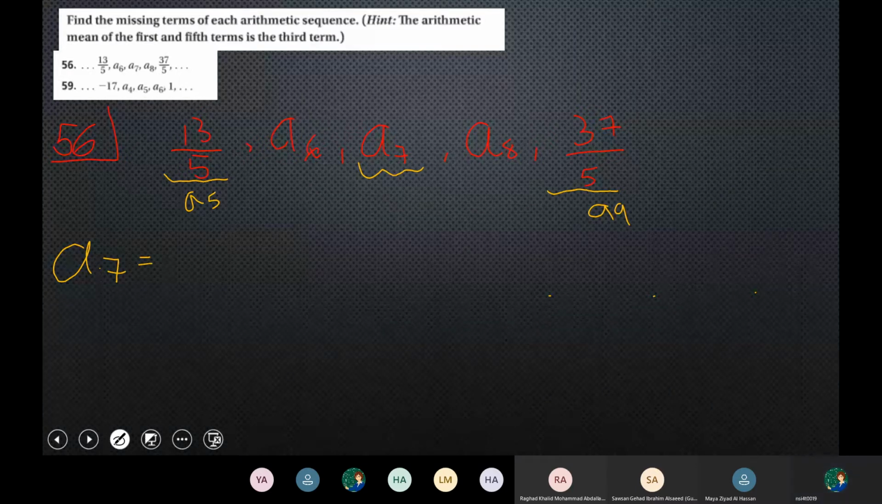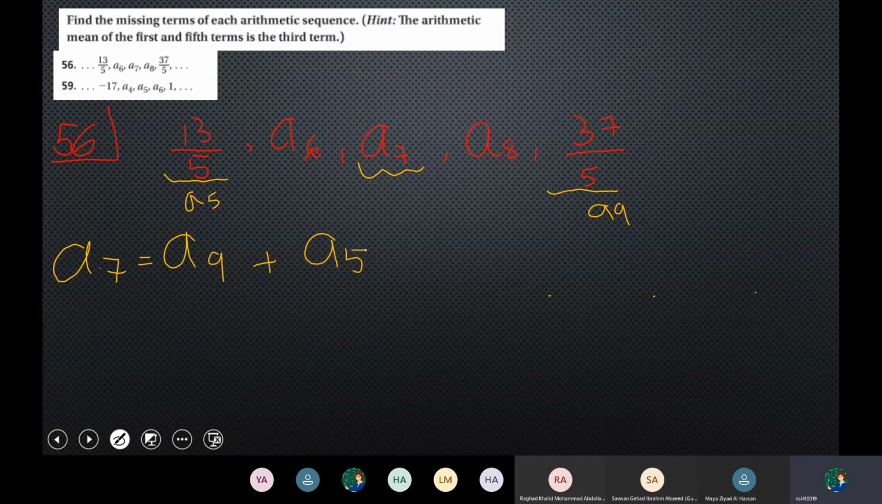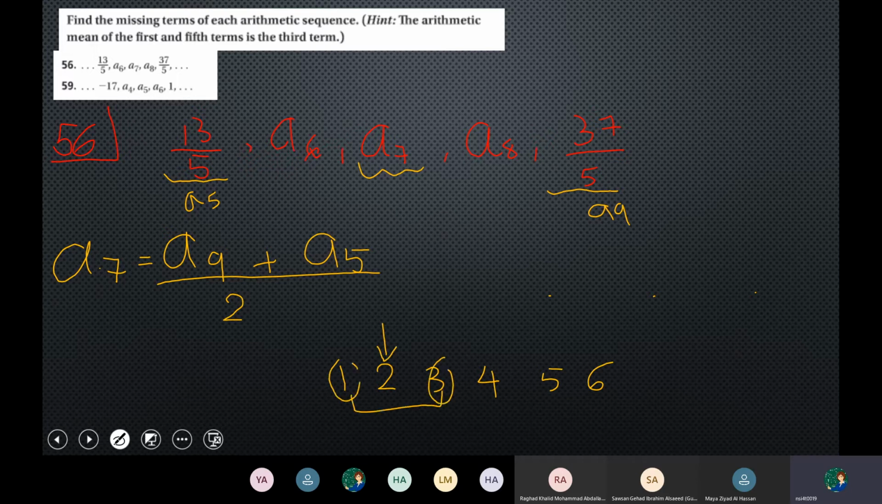So from here, if I have to find a sub 7, it is a sub 9 plus a sub 5 over 2. Look at me here. I will repeat. If you have 1, 2, 3, 4, 5, and 6, and so on, and I have to find the second term, just add 1 plus 3 over 2. If I have to find the fourth term, you just add 3 plus 5 over 2. You will get a sub 4.